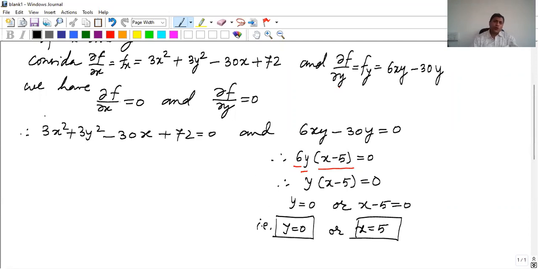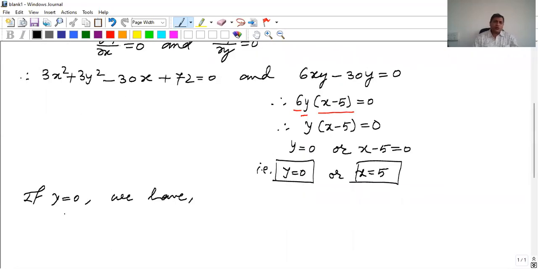And if y is equal to 0, what are the corresponding values of x? And if x is equal to 5, what are the corresponding values of y that we have to calculate. Okay, so first we consider y = 0. From this equation we have got y = 0, so put this value in this equation. If we put y = 0 here, this equation becomes 3x² − 30x + 72 = 0. Are you getting this? So what I'm using here is y = 0. This value we have taken from this equation, so that's why I'm using it in the other equation.